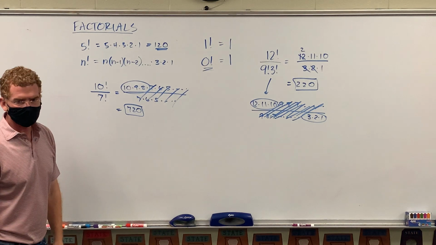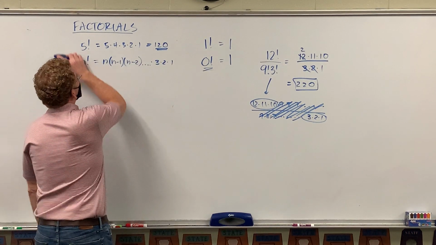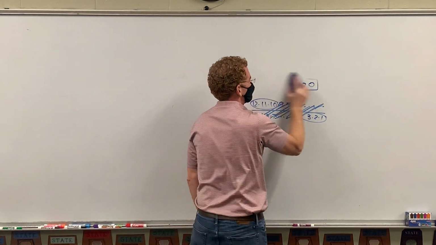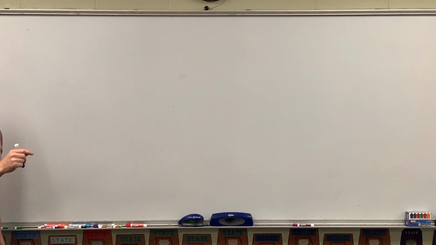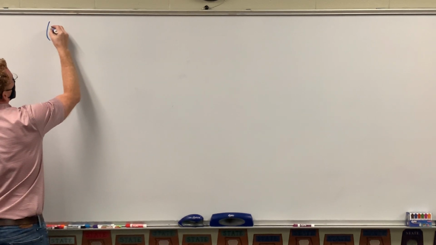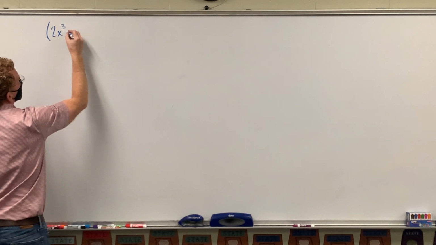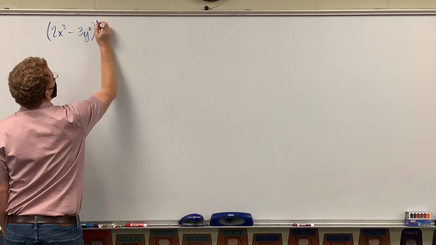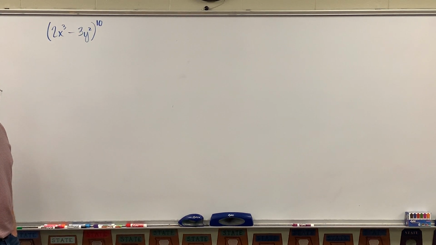Okay, so I wanted to mention this, and now I want to mention this. Do I need to do that? I don't know that I need to do that. Okay, so I'm going to give you an ugly one, and then I'm going to show you a shortcut. So what if I had given you, let's go with 2x cubed minus 3y squared to the 10th. Ugh. All right?